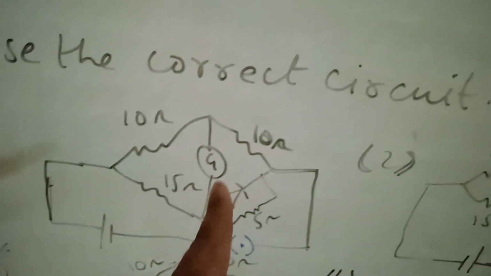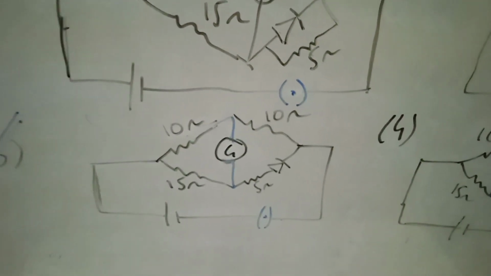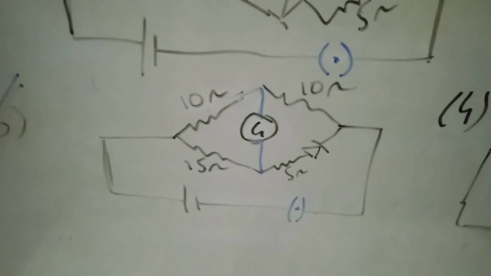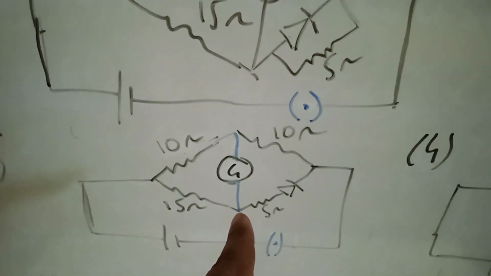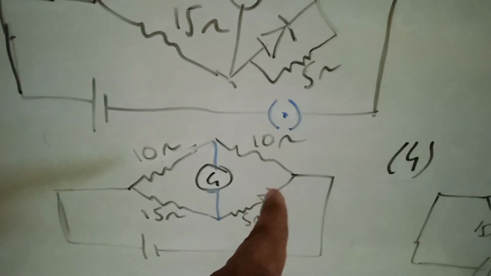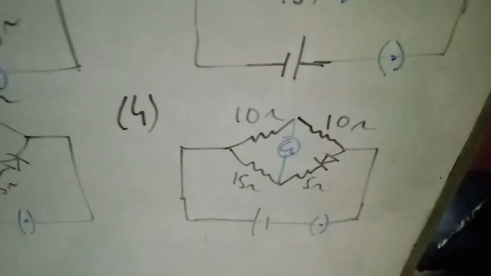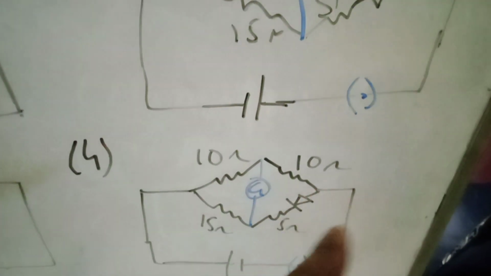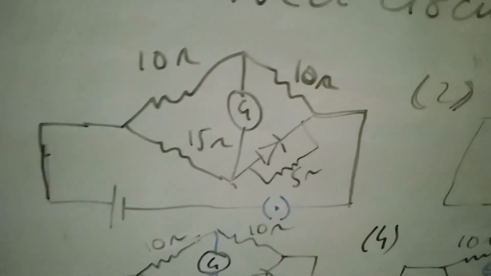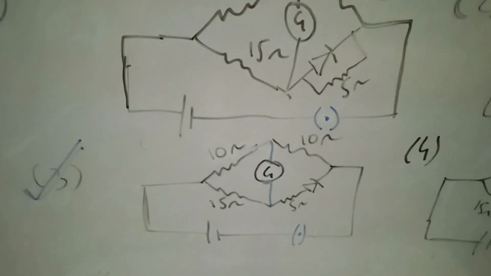Now, diode in parallel with resistance. Here option number 3: 10 ohm, 10 ohm, 15 and 5 ohm with a diode. Since the current is coming in this positive direction, there is a chance that this diode is forward bias. So this circuit is probably the correct one. Next, number 4: here again you can see the current is coming in this direction and this is reverse bias. So number 2 and number 4 are wrong, and the diode in parallel with 5 ohm gives you 15 ohm resistance here. So definitely the option is number 3. 3 is the correct option.